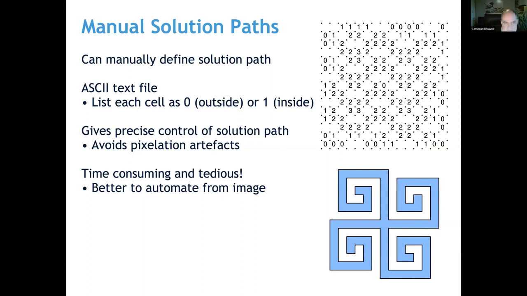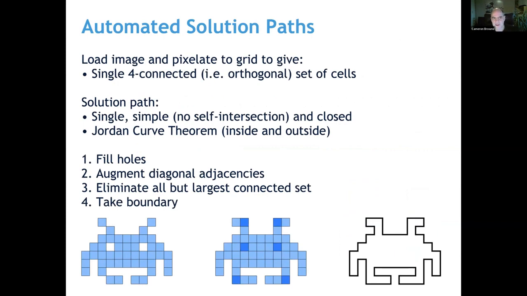from an image. So instead, we can load an image and pixelate it to the grid to give a single four connected set of cells within the grid. So we need this if the solution path is to be single, simple, and closed, and so that it has an inside and outside according to the Jordan curve theorem. So the steps are we load an image, we pixelate it to the grid. On the bottom left, we have a typical pixelated image.